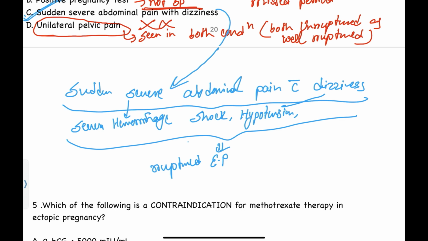Ectopic pregnancy. If the mother has an unruptured ectopic pregnancy, that means she is hemodynamically stable because there is no bleeding, so there won't be any dizziness. If the mother has an unruptured ectopic pregnancy, she will have mild pain.